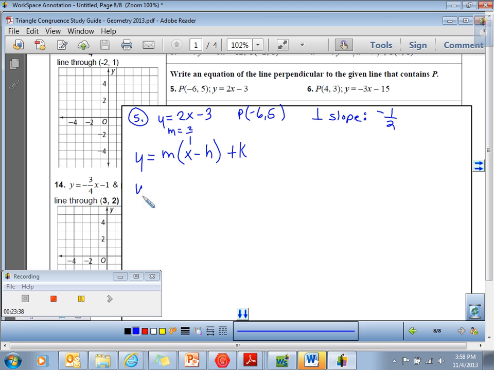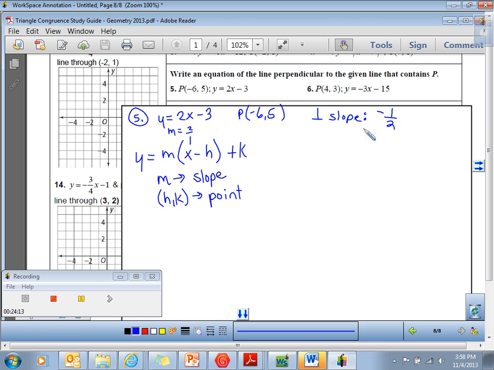So now what goes here? Let me add this. M stands for what? Slope. Okay, that is your slope. And then h and k would be your point. Your h and your k are your point.